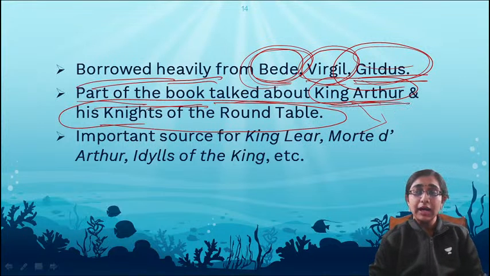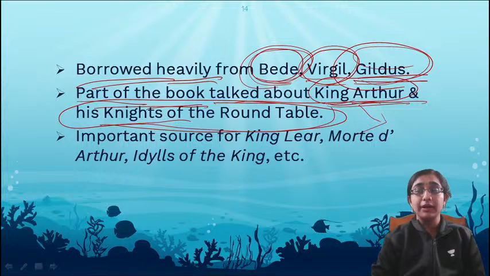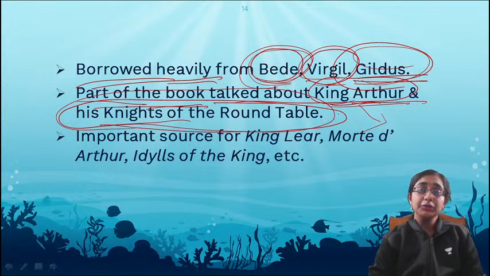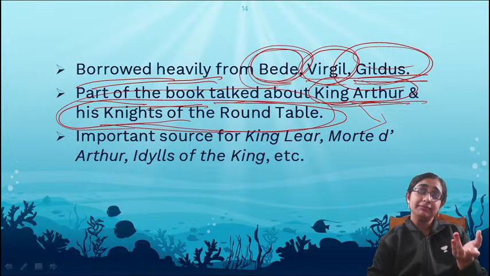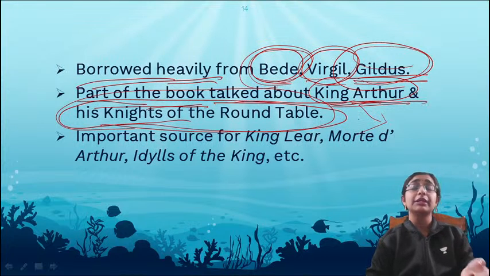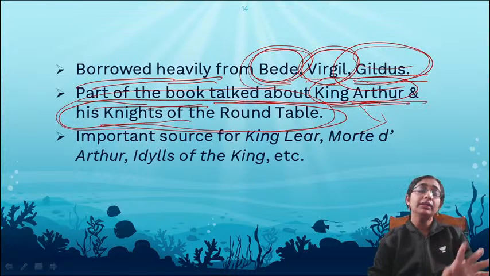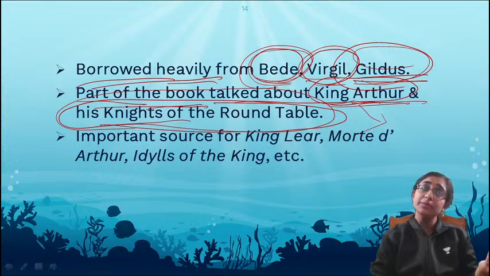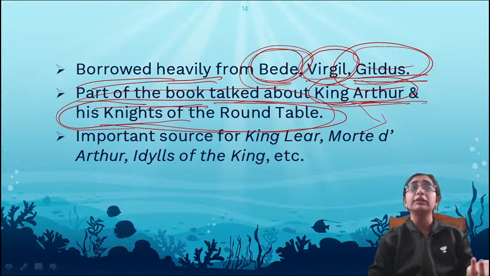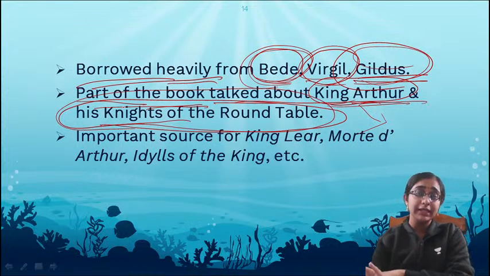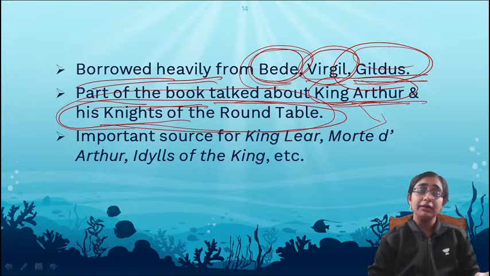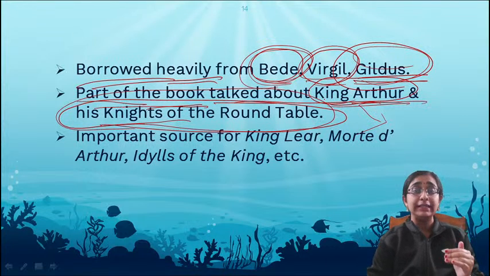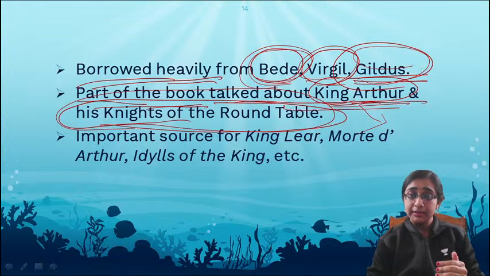So King Arthur plays a very important role as a character or as a figure. You can say that the character of King Arthur was first introduced in this chronicle, Geoffrey of Monmouth's History of the Kings of Britain. So it begins with the story of Brutus, how Brutus established the land of Britain, and a large portion of the book deals with King Arthur and his knights.